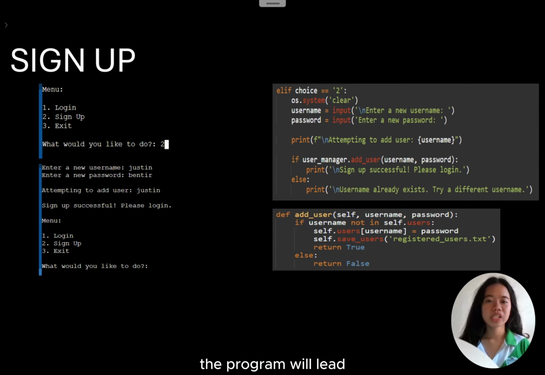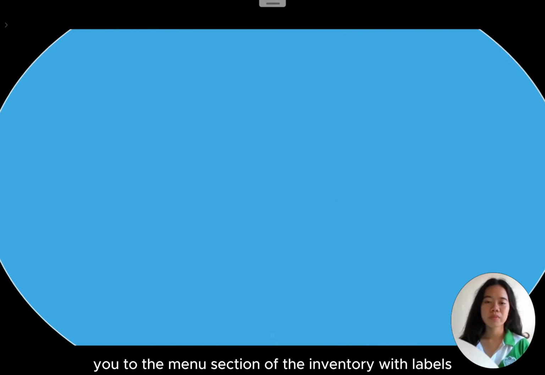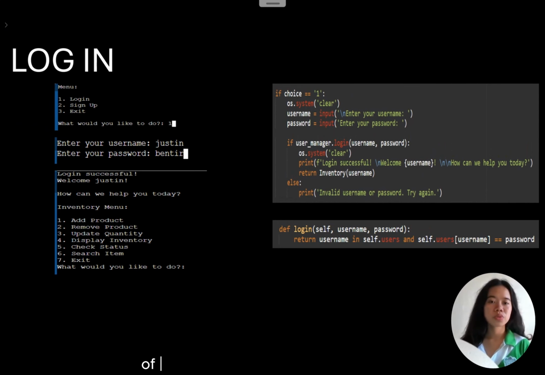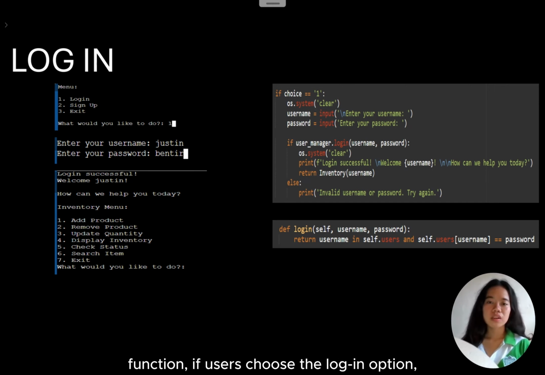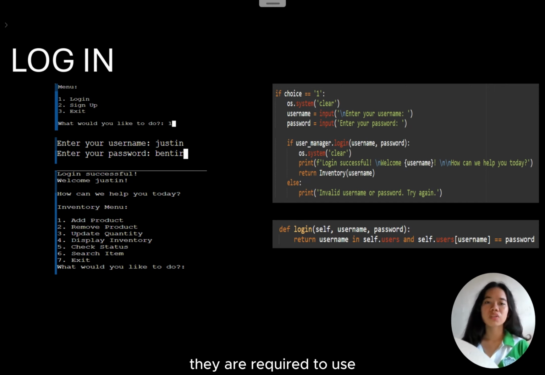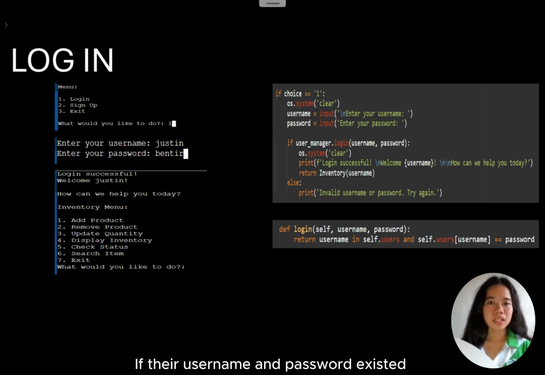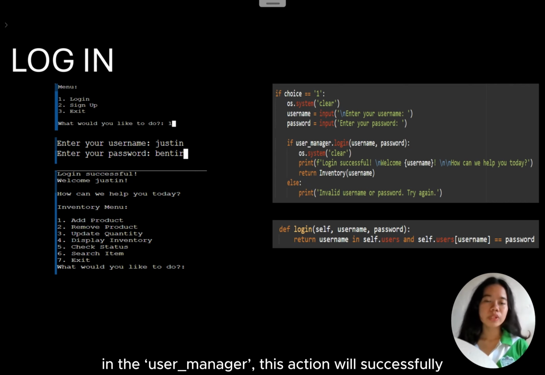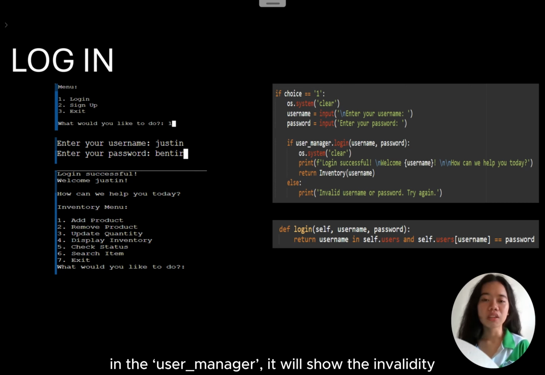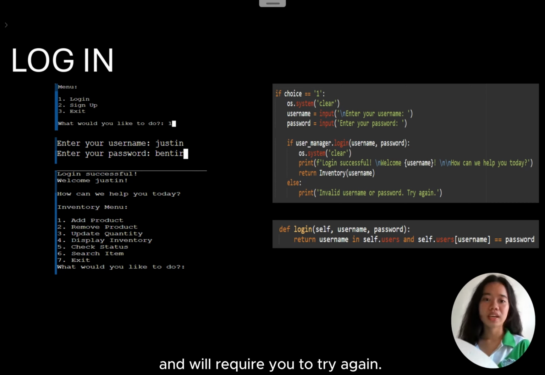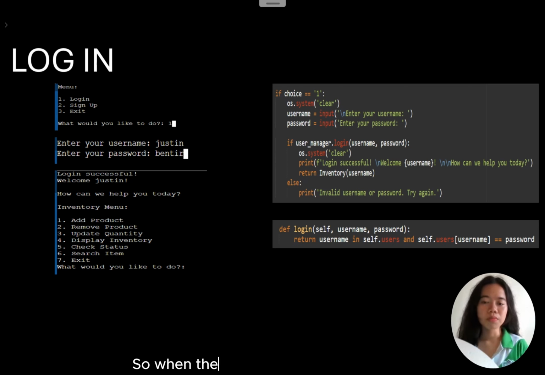So running the program will lead you to the menu section of the inventory, with labels for login, sign up, and exit. This process involves the utilization of the most suitable approach for this, which is the login function. Utilizing the choice one function, if users choose the login option, they are required to enter their saved username and password in the inventory. If their username and password exist in the user manager, this action will successfully provide access to the inventory. But if they don't have an existing user in the user manager, it will show the invalidity and require you to try again. When the login process is successful, the program will print a message containing "login successful."